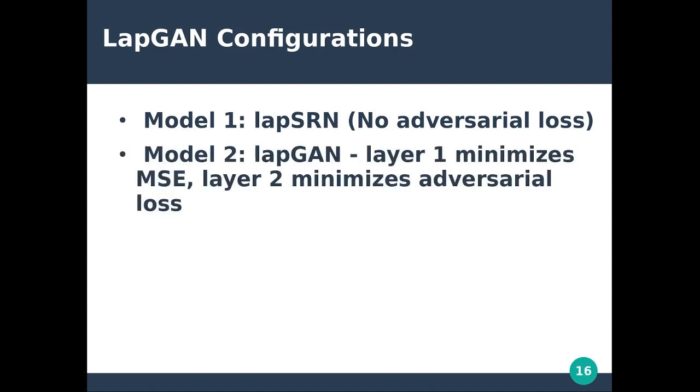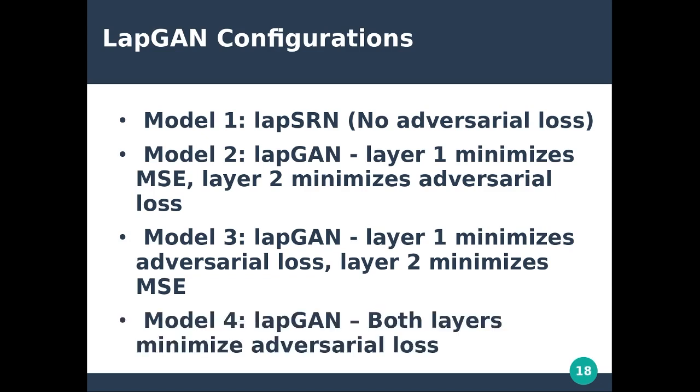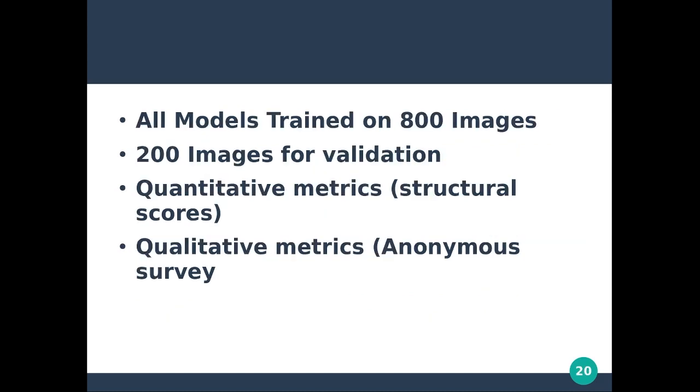Secondly, we train a LapGAN that aims to minimize adversarial loss in the first layer and mean squared error in the second layer. So this model is essentially a GAN that outputs into a Lap SRN. We call it Model 2. Our Model 3 is the opposite, where it is trained to minimize mean squared error on the first layer and adversarial loss on the second. The fourth model was trained to minimize adversarial loss everywhere. The final model, which is the model that was proposed in the original LapGAN paper, minimizes both mean squared error and adversarial loss on both layers.